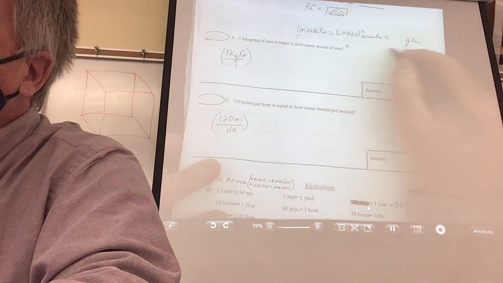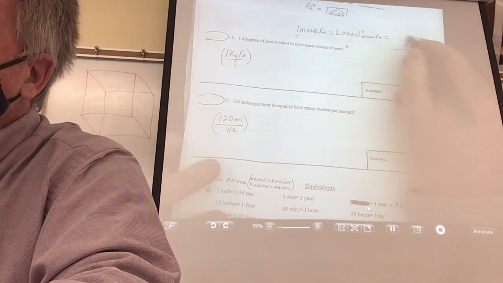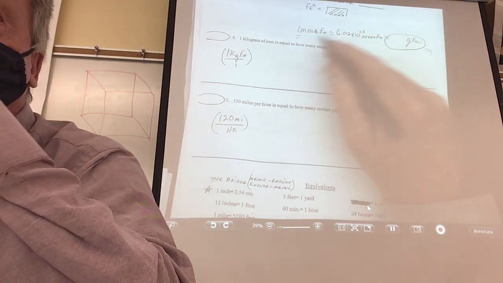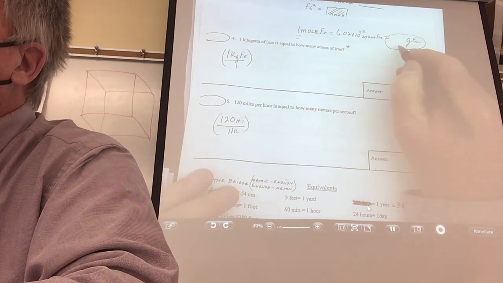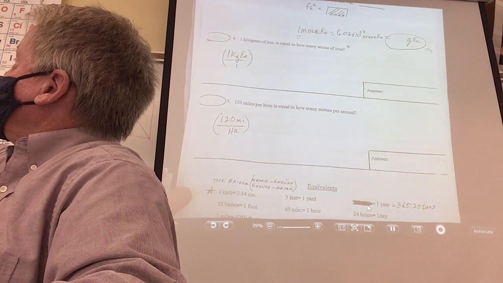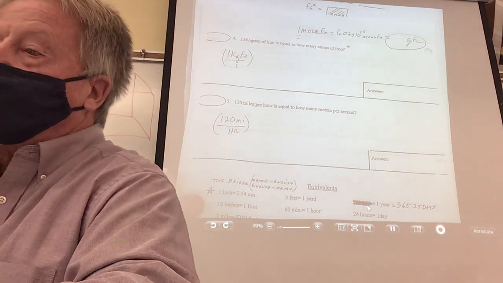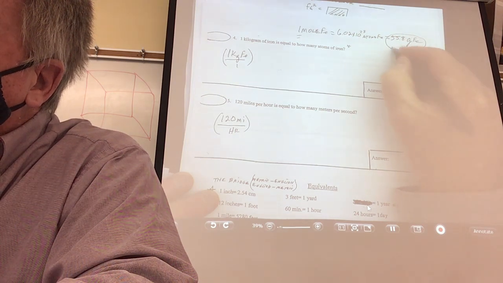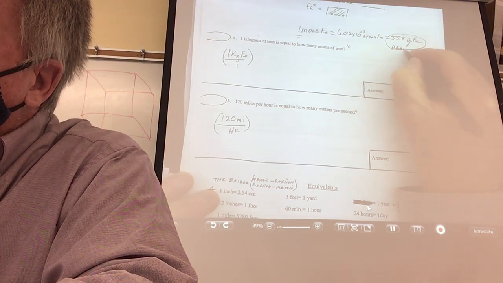Where do I get this number here? How do I get that number? These two are always the same, right? 1 mole is that many atoms. I can do any element. But this is going to be different for different elements. So let's look up there. On the periodic table, it says 55.8. I'm going to make a little note here. I got that from the periodic table.